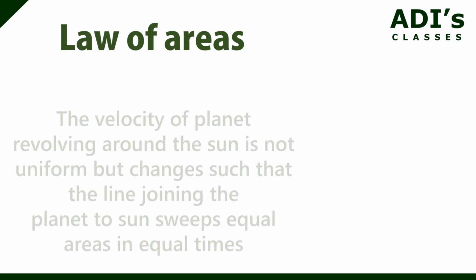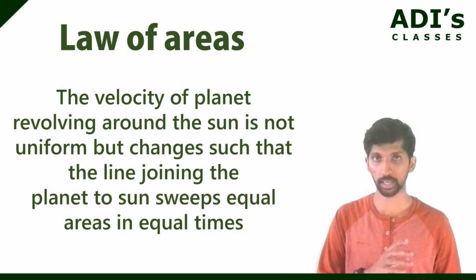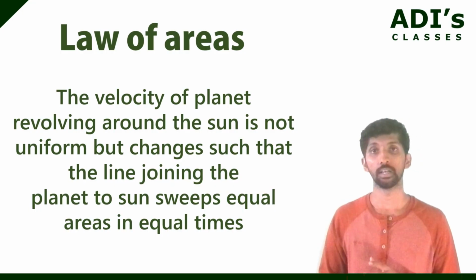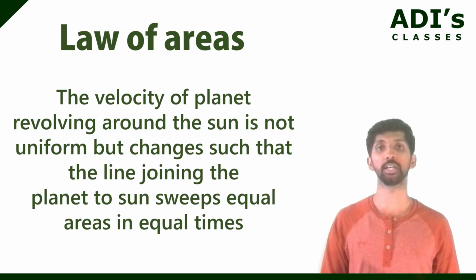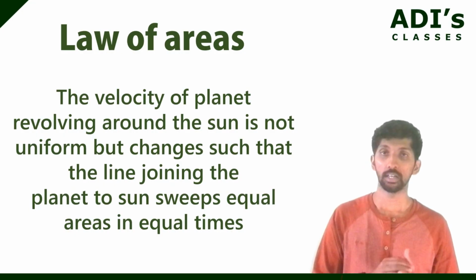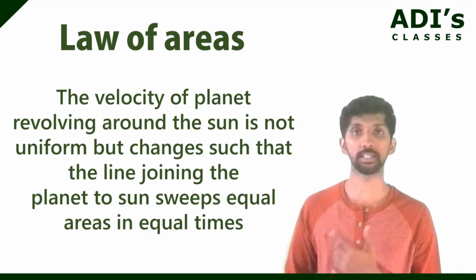It says the velocity of a planet revolving around the sun is not uniform but changes such that the line joining the planet to the sun sweeps equal areas in equal times. I'll repeat this again. The velocity of a planet revolving around the sun is not uniform but changes such that the line joining the planet to the sun sweeps equal areas in equal times. As you can see in this animation, look at it.